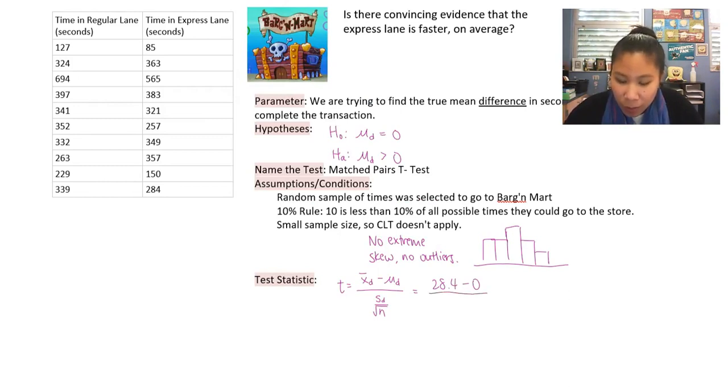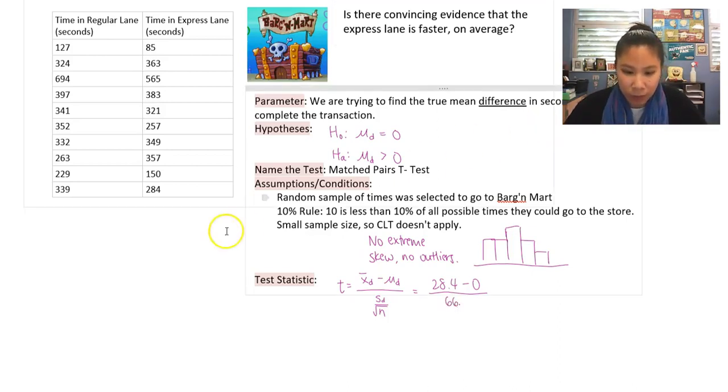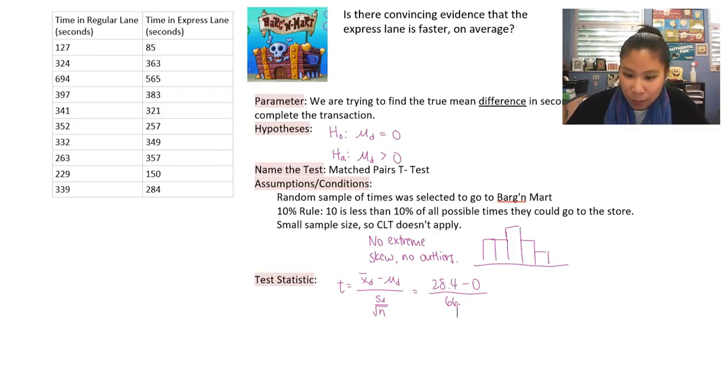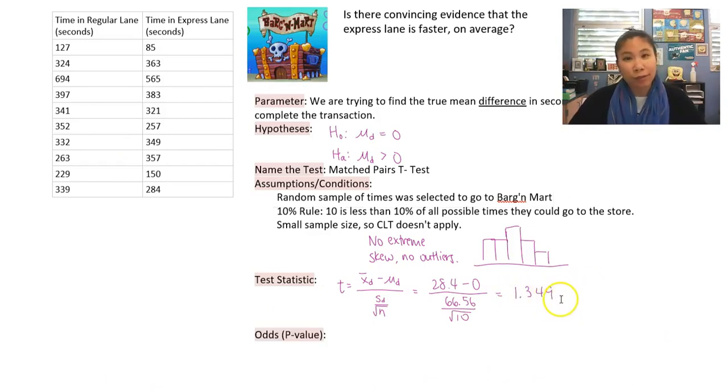And our population mean would be 0 because that's what we used in our hypotheses. I forgot what number we used. 66.56. And our sample size was 10 because we had 10 differences in our list 3. Okay, so then calculating this out, I get a t-score of 1.349.